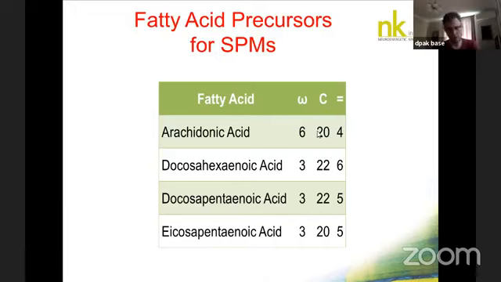And then these ones here are all omega-3, with 22 and 20 carbons, and 6 and 5 double bonds.